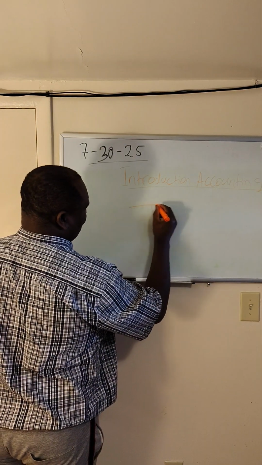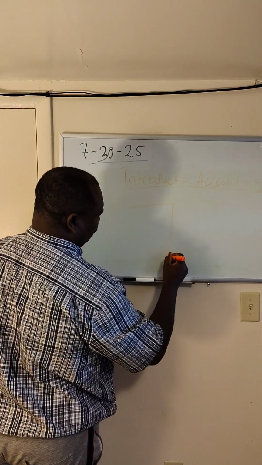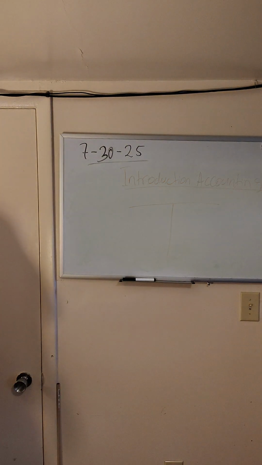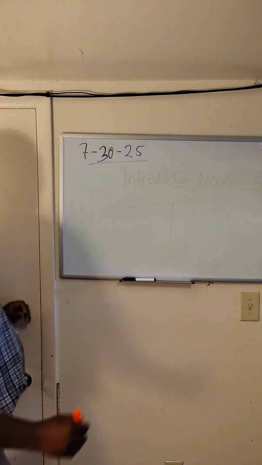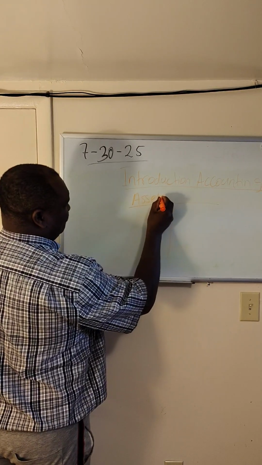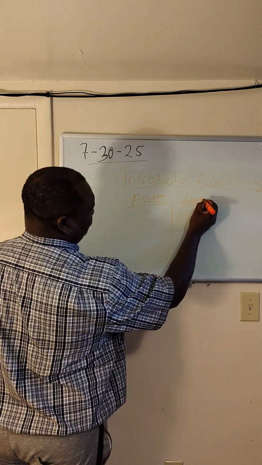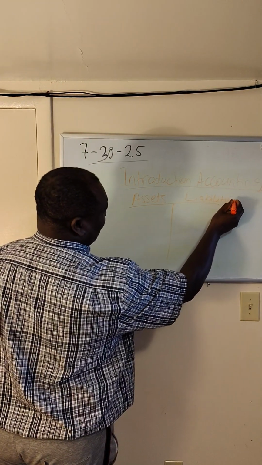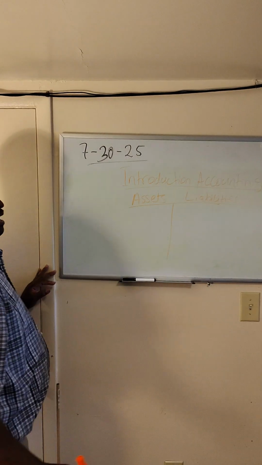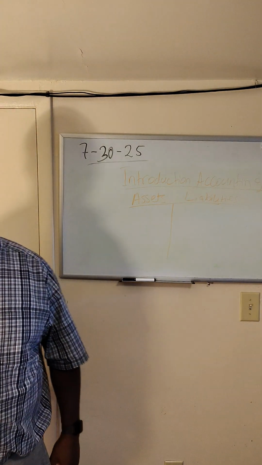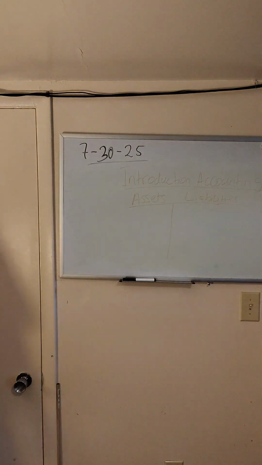So you're going to have something like this, and then I put a T. That way you can have assets on the left, and then on the right you can have liabilities. Or you can change it, it's up to you. You can put liabilities on the left, and then you can put assets on the right. But in this case, our assets are on our left side.